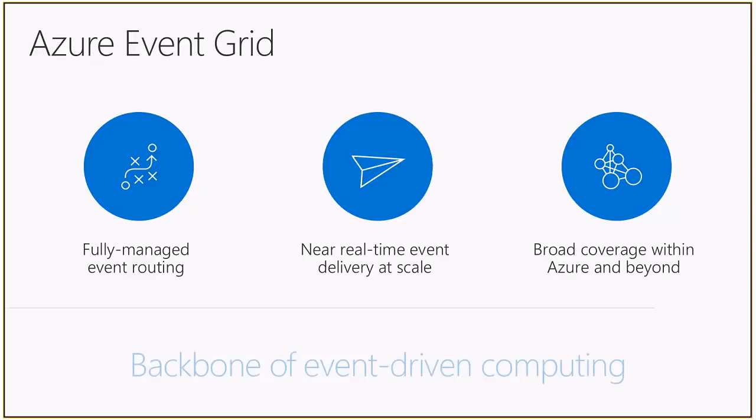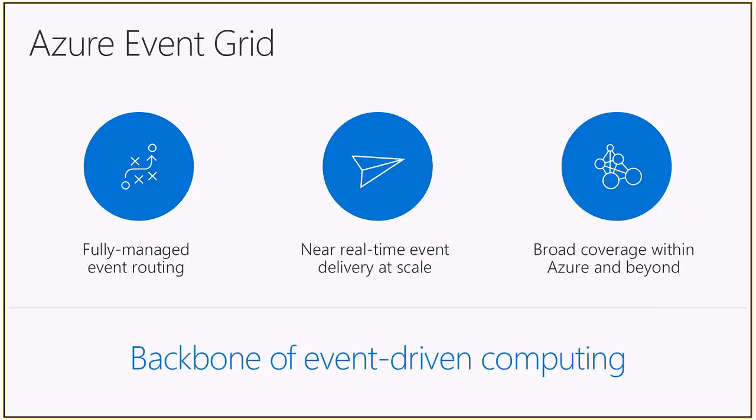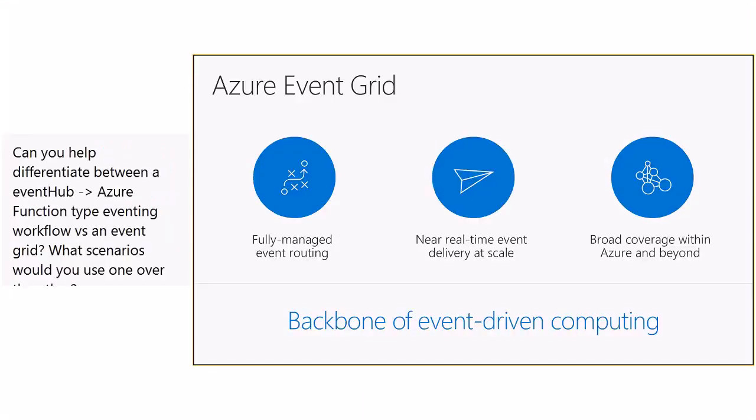Overall, Event Grid is a fully managed event routing platform where we have various different resources and service types. We can even have our own custom topics and push our own custom events. They all land onto Event Grid, and then there is near real-time event delivery at scale to various event handlers. So it pretty much covers a range of Azure services and even beyond that, and we can deliver those events to various functionalities.